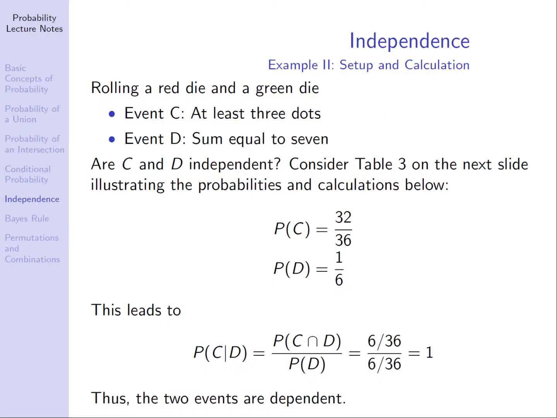Now, in the second example, let us define event C as at least 3 dots on the die and event D as the sum of the dice equal to 7. Again, we are interested in whether C and D are independent. And let us consider the information in table 3 to find out.